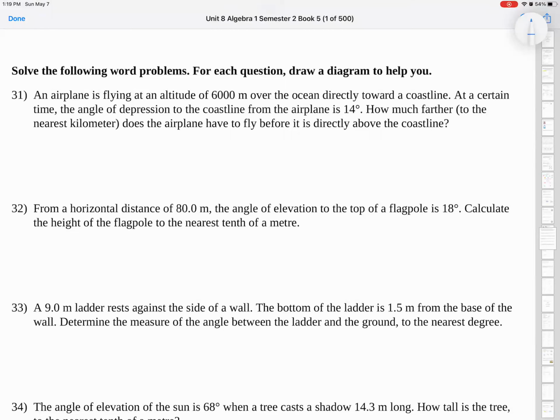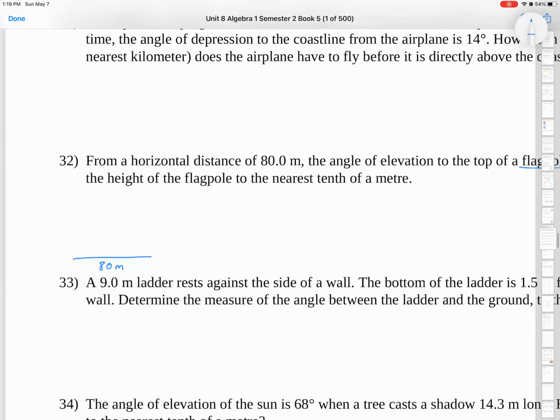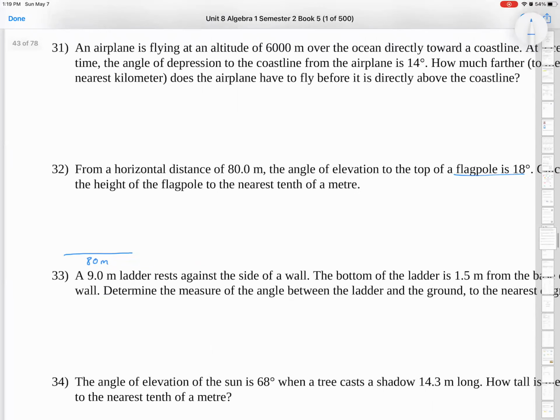So as we look at 32, we have a horizontal distance of 80 meters. From the horizontal distance of 80 meters, the angle of elevation to the top of the flagpole is 18 degrees. Yeah, so this is known as the flagpole question. It says at first the horizontal distance is 80 meters. So right there is a horizontal distance of 80 meters. And it says that it has an angle of elevation of the flagpole. So imagine here's a flagpole.